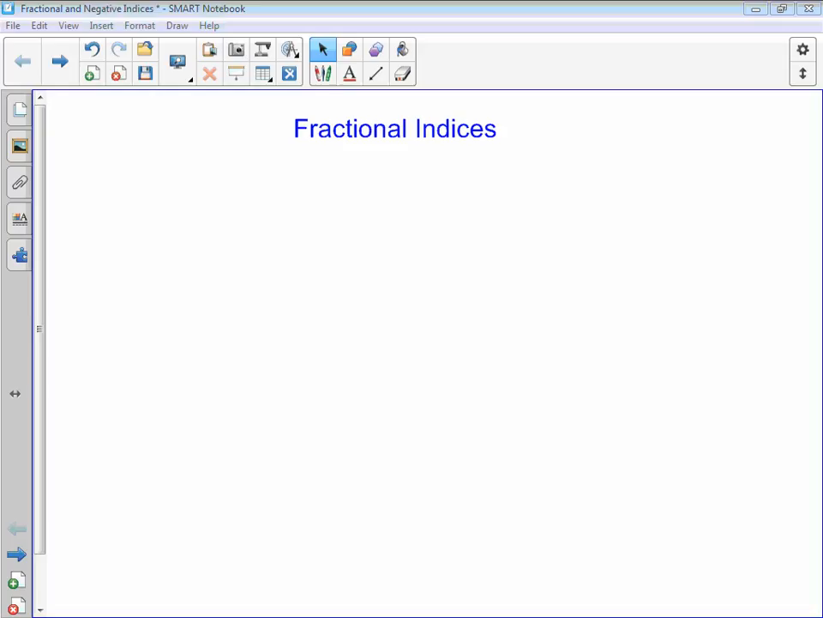We're going to look at evaluating numbers that are raised to fractional indices. Now, in order to start doing this, we need to know the basic rules of fractional indices.